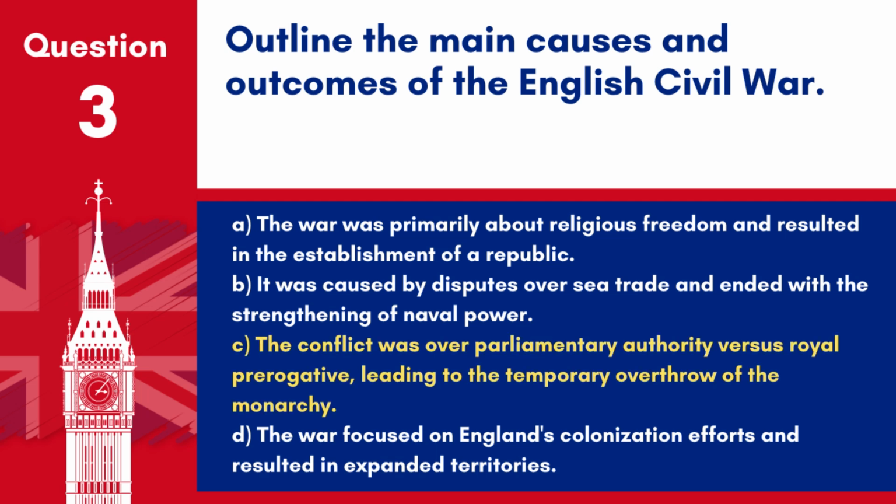Answer. C. The conflict was over parliamentary authority versus royal prerogative, leading to the temporary overthrow of the monarchy. The English Civil War was a struggle between the monarchy and Parliament for governance of England, ultimately leading to the execution of Charles I and the establishment of a Commonwealth.